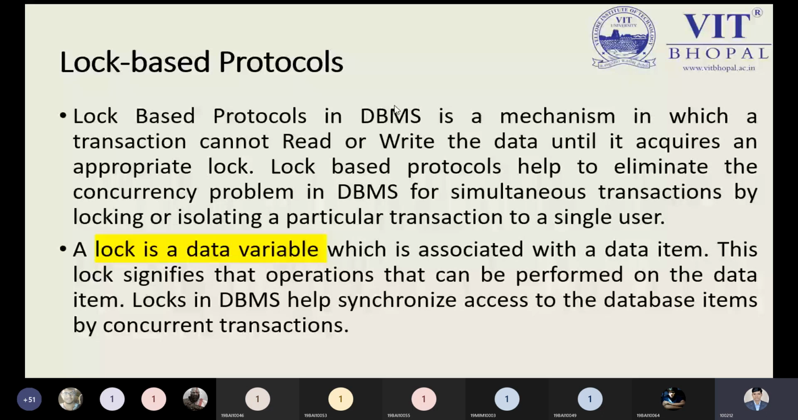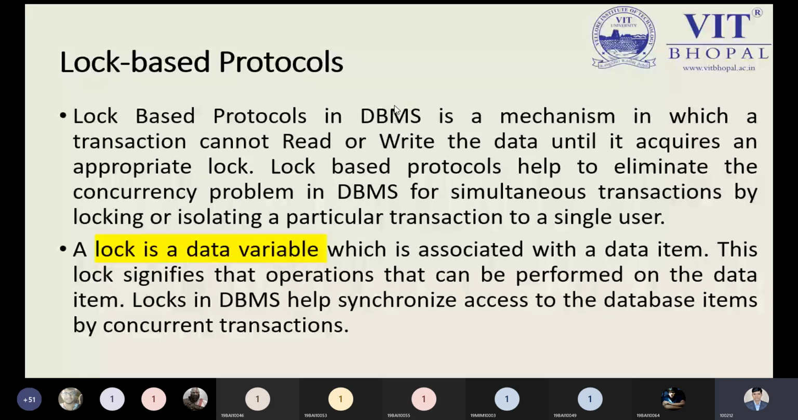So here we're talking about the lock-based protocol. A lock is basically a data variable. It is like I'm speaking once again, a sub operation, because we are passing some information to the lock, so we can say it is a kind of sub operation or a data variable. A lock is a data variable which is associated with the data item. And of course, as I told you, this lock signifies the operations that can be performed on the data items.